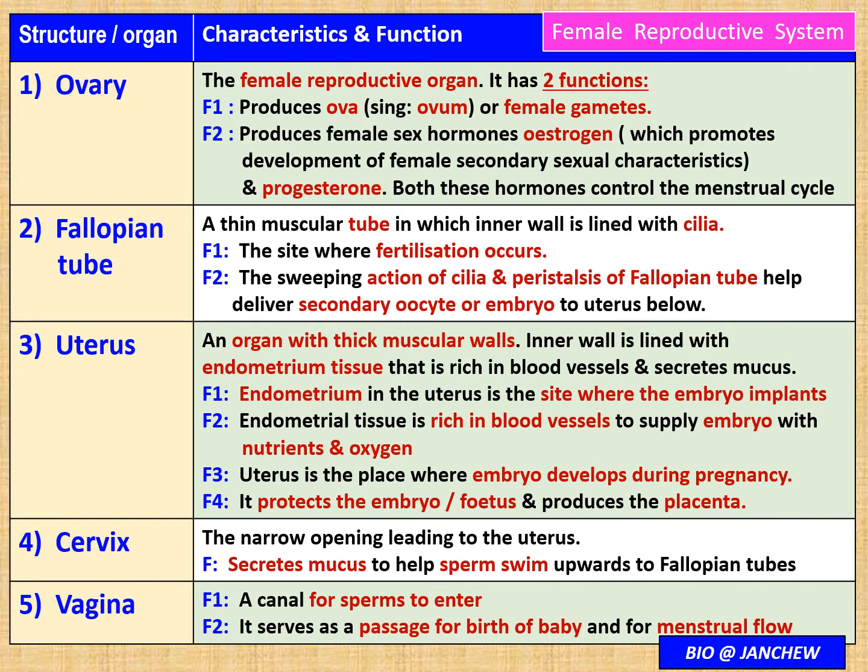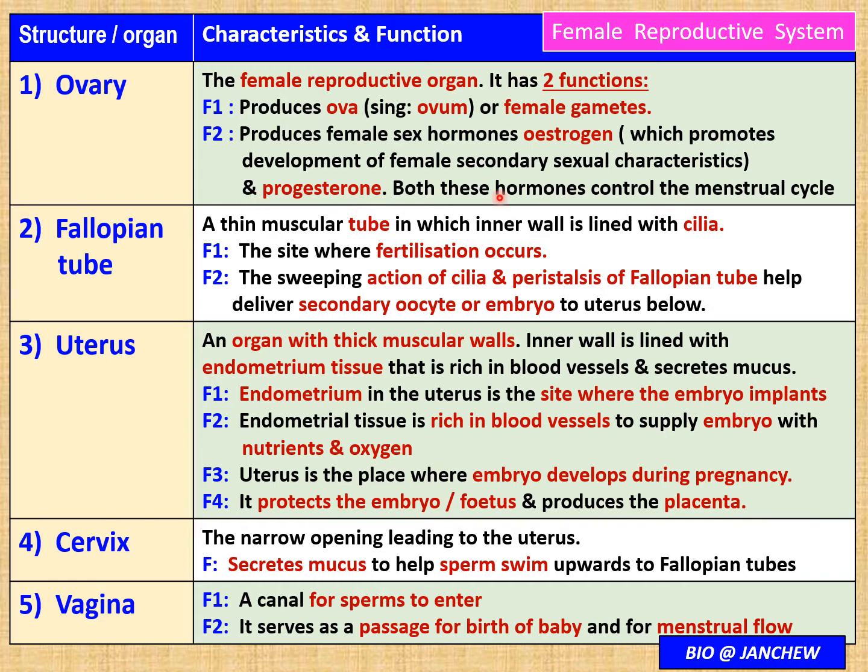So here are the notes about the female reproductive system that we have discussed just now. I'll go through it very quickly. The ovary is the female reproductive organ, and it has two functions. It produces the ova, or female gametes, and it also produces the female sex hormone estrogen, which promotes the development of female secondary sexual characteristics, such as the start of the menstrual cycle and the widening of the hips. Another hormone produced by the ovary is progesterone. Both estrogen and progesterone help to control the menstrual cycle, which we'll be discussing later on.